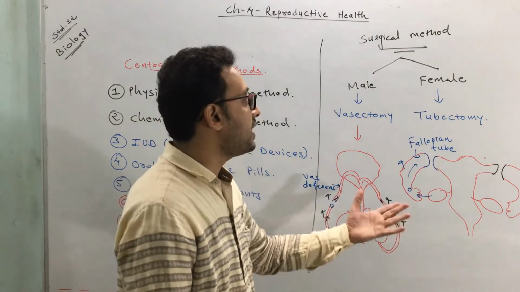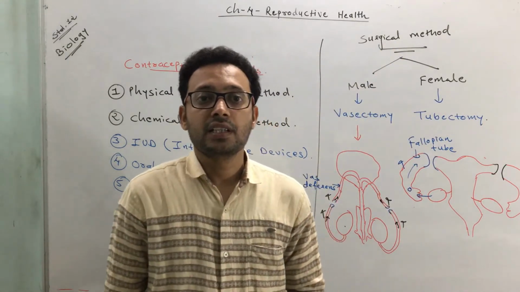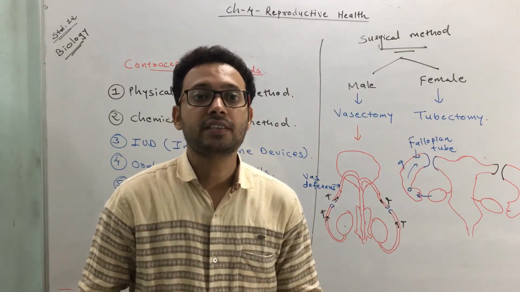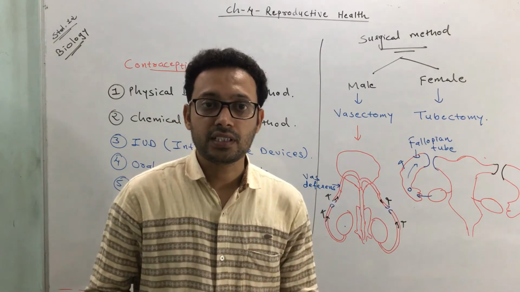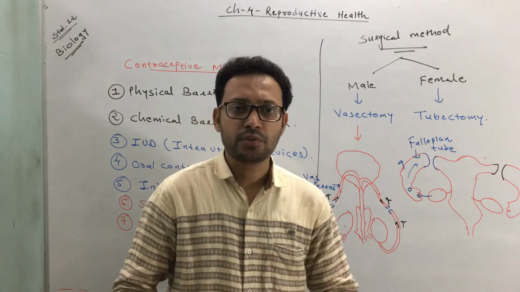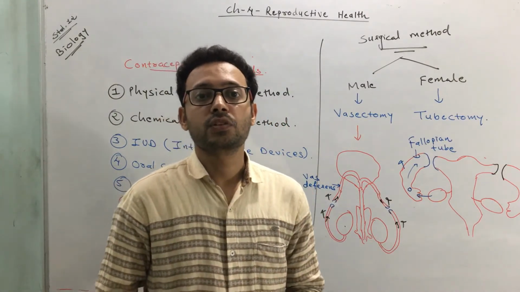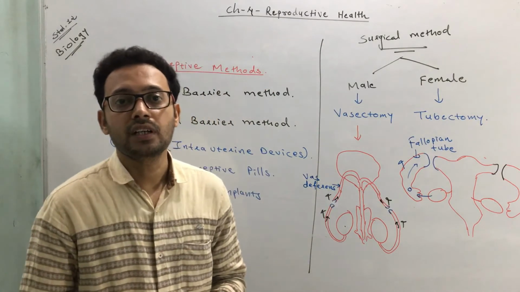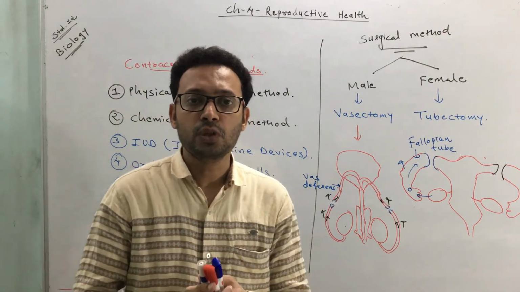Okay. Now what is the advantage of this method? The surgical method. In the surgical method, the chances of failure are very less. So this is the advantage. The chances of conception are almost zero because we have cut the tube which is responsible for transport of gametes. So the chances of failure are almost nil.